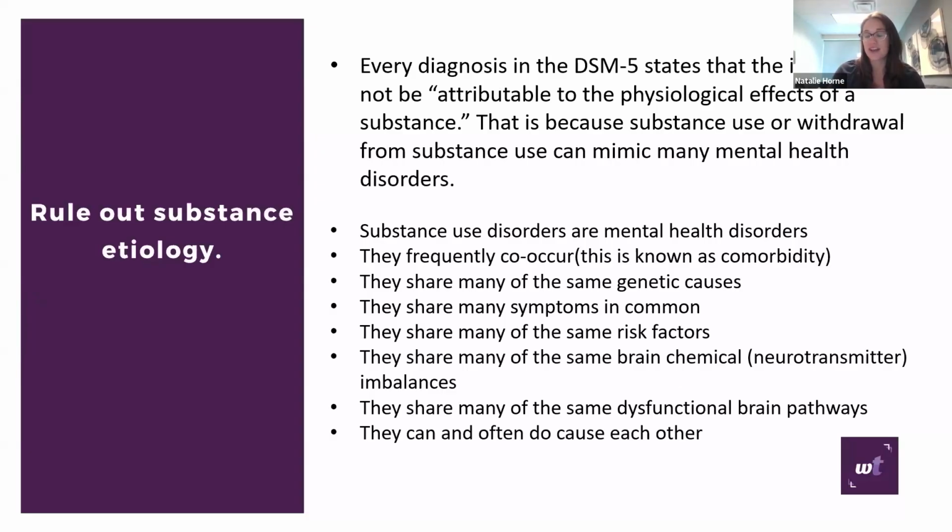Substance use and mental health can often be like what came first, the chicken or the egg. It's hard to tease out what came first if someone is using substances to self-medicate to cope with a mental illness, or if symptoms are caused by long-term substance use, but we do our best to tease those out because they're both mental health disorders. They do often co-occur. It's very possible that someone has both a substance use and a mental health disorder. They're caused by many of the same genetic reasons, many similar symptoms, risk factors, use the same neurotransmitters and dysfunctional brain pathways, and they can and often do cause each other.